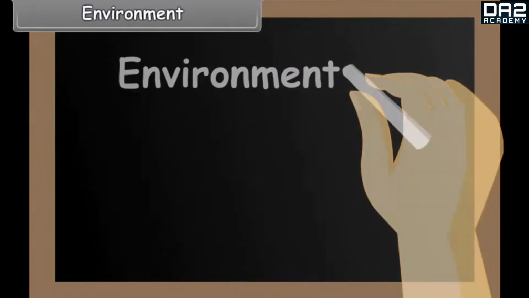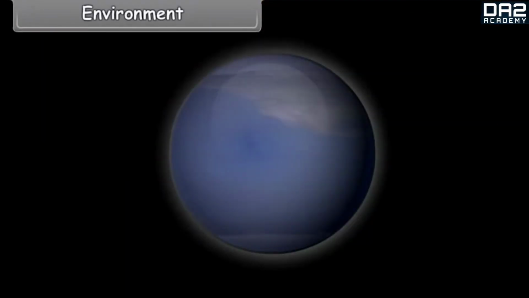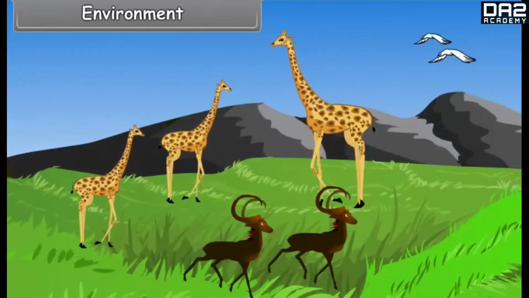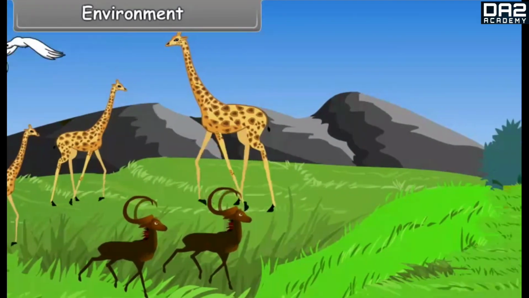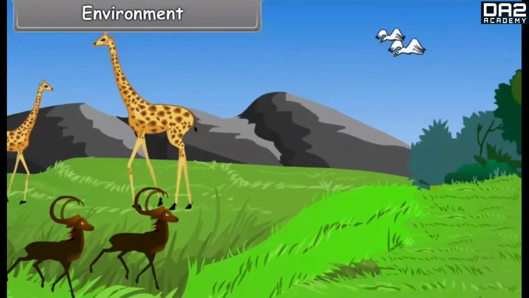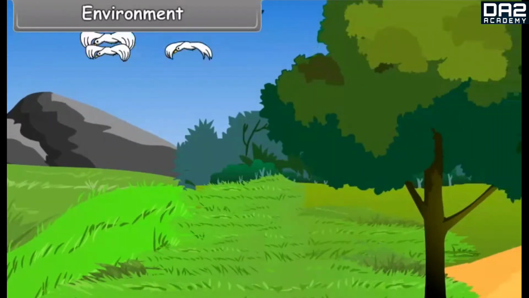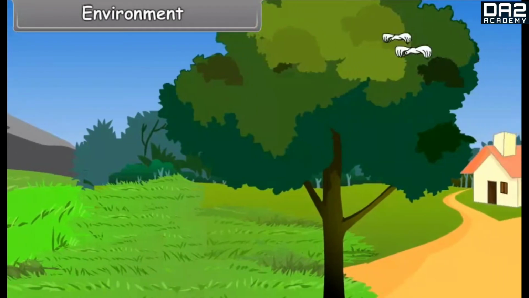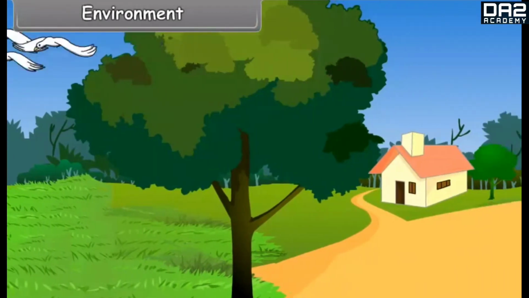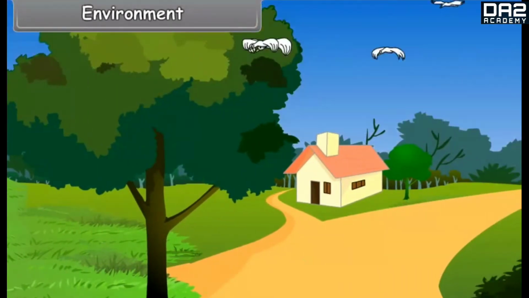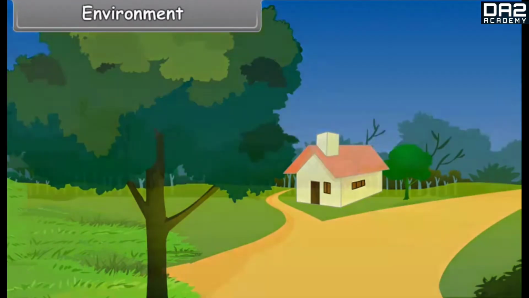Environment. Our earth is the home of humankind. All kinds of plants and animals also live on the earth. We cannot live in isolation from other forms of life, as we depend upon them for our food and other necessities of life. Thus, we live in a particular surrounding.